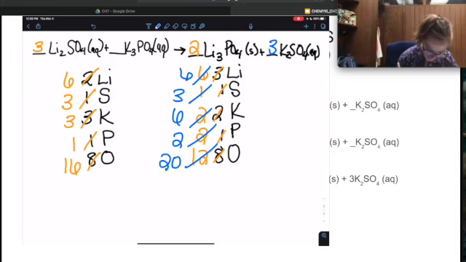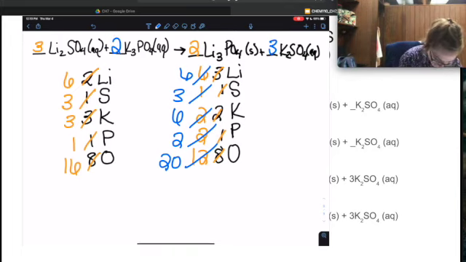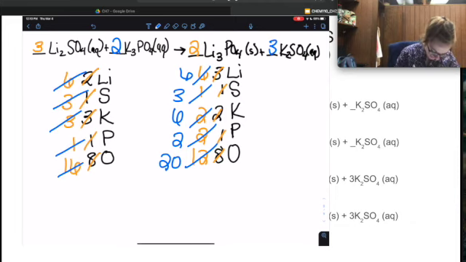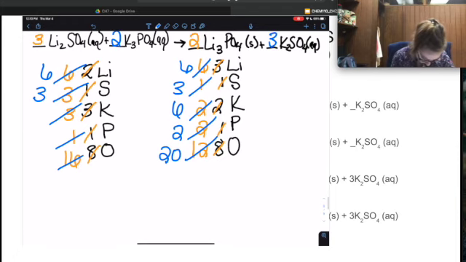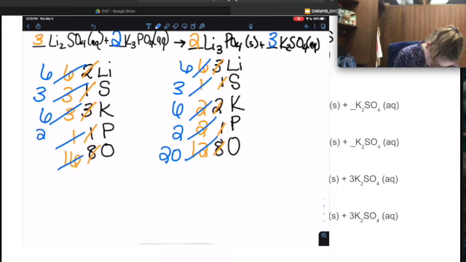All right, let's go ahead and put a 2 in front of the potassium phosphate in the reactants to see if that helps us on our quest to balance. So I'm going to recalculate in the reactants again. So this means I have 6 lithium, I have 3 sulfur. I'm going to do potassium and phosphorus next. So I've got 6 potassium, 2 phosphorus, and I have 12 oxygens from the lithium sulfate and 8 oxygens from the potassium phosphate. So I have 20 oxygen.